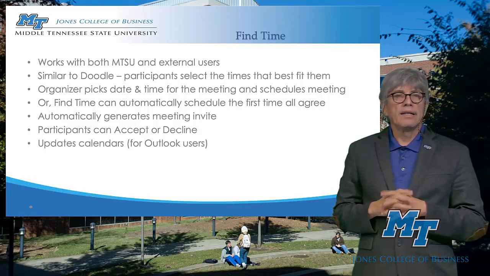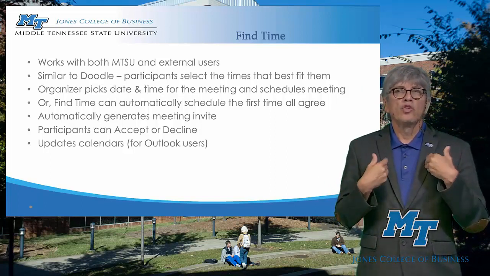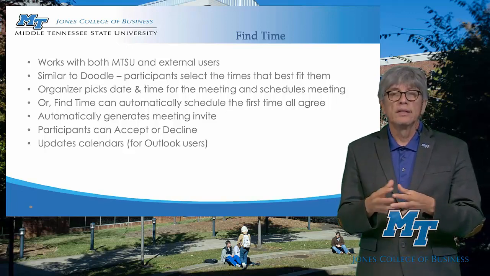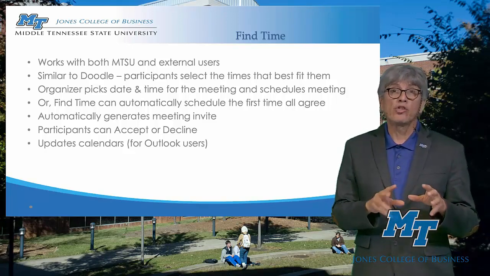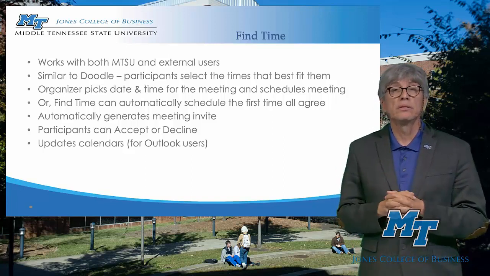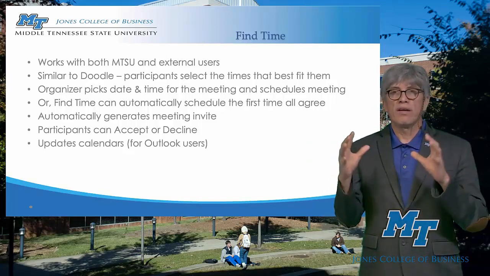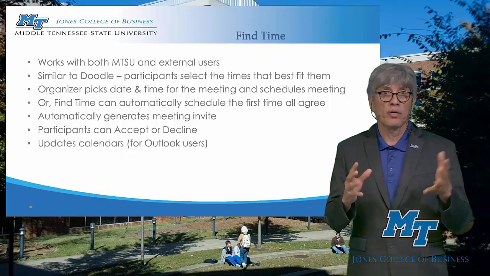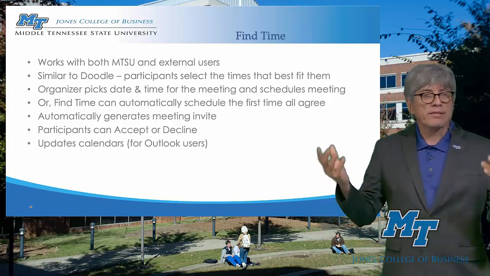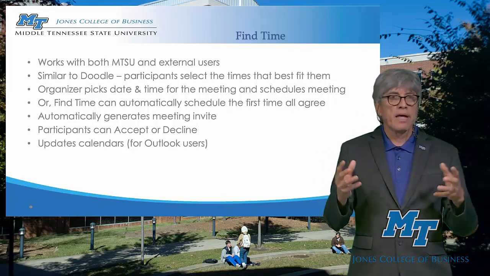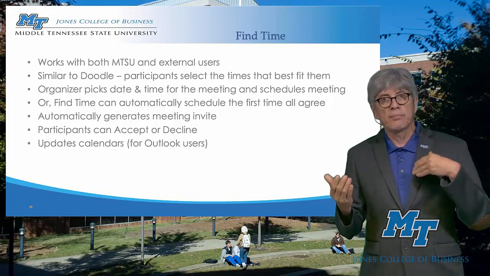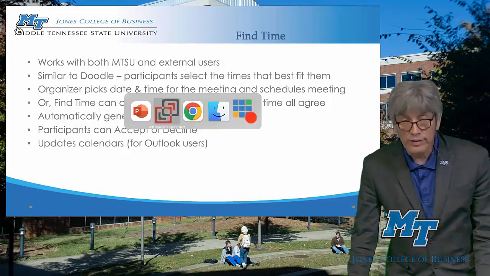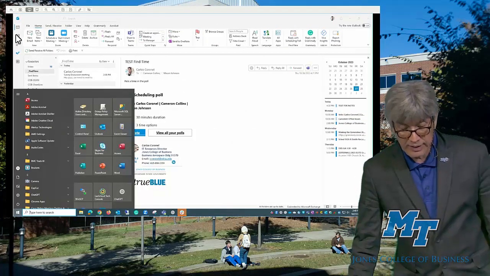Basically, in this case, you can pick the time that most everybody can meet, or Find Time can also automatically schedule the meeting based on whatever is the first time that everybody agrees on. That can be done automatically. We're going to see that. Emails are automatically sent, calendars are updated, everybody can select, accept, or decline the meetings, okay? So let's go see how this works. This requires a few more steps than the previous option.